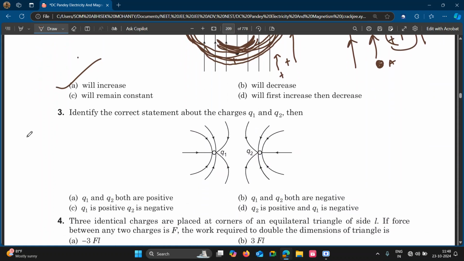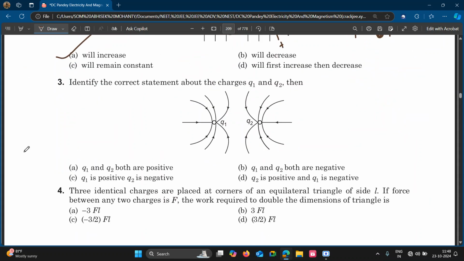The next question. You write it down and go to the next question. Tell me this one. This one is easy.